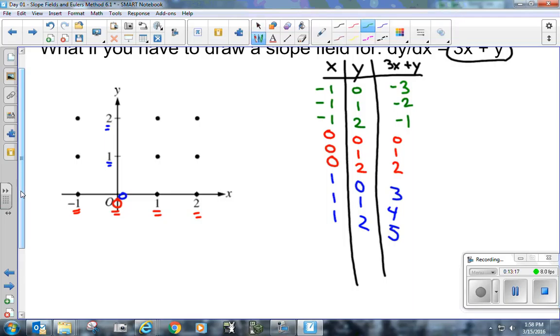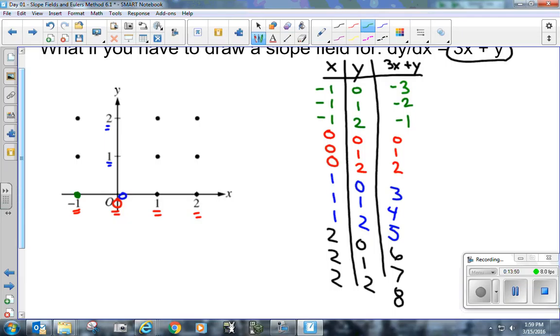Let's see. When x is 2, we have 0, 1, and 2. Well, 3 times 2 is 6 plus 0, that's 6. 6 plus 1 is 7. 6 plus 2 is 8. All we're going to do is plot these for each coordinate. Let's start with our -1s. Okay? At the point -1, 0, which is right here, what's the slope?